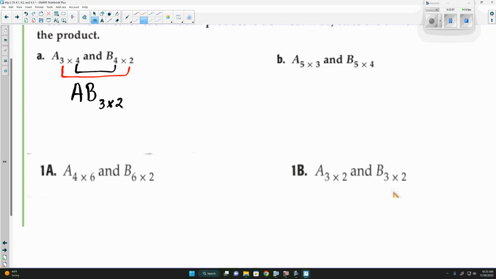Questions on A? Let's look at B. Can I multiply A and B? Because if we look at the columns of the first and rows of the second, 3 and 5, they're not the same. So, not possible.